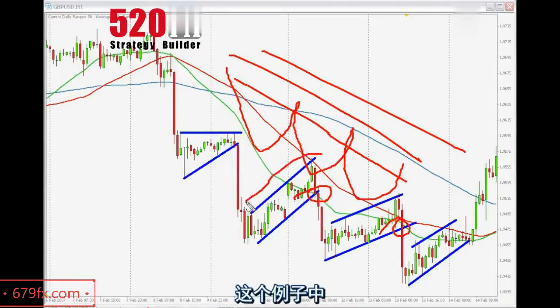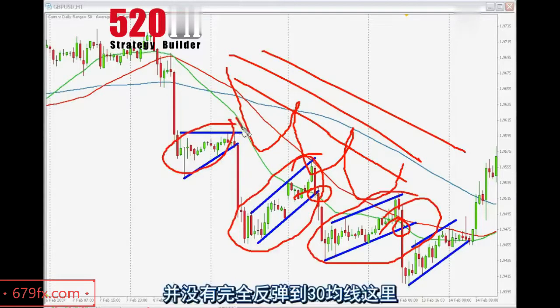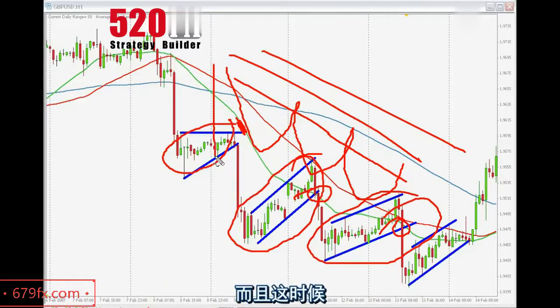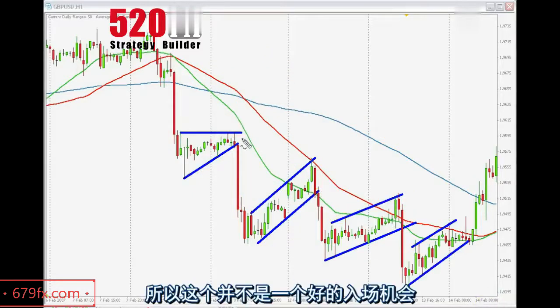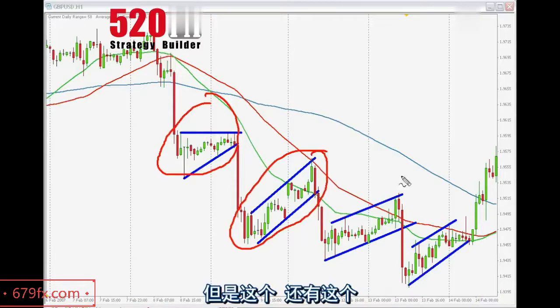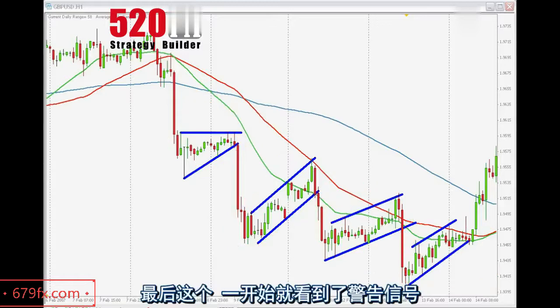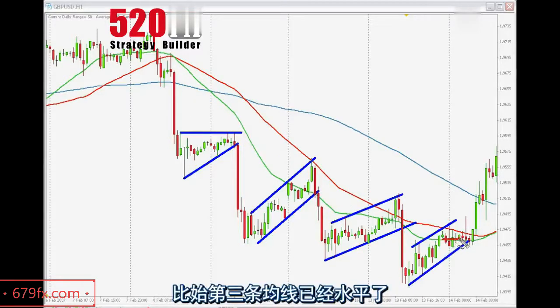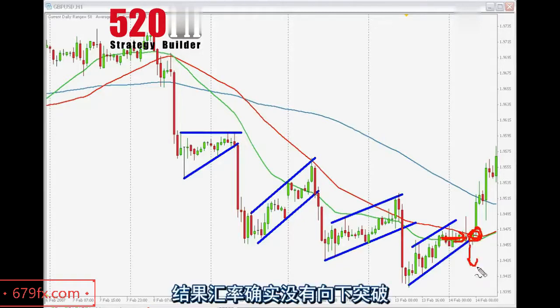In this case, 2 of them were very tradable indeed. This one didn't quite retrace all the way to the 30 moving average, and at this time we didn't have all the moving averages on our side, so I wouldn't consider this a tradable setup. But this one and this one certainly were. This one, finally, we had some early warnings, such as the 30 simple moving average already flat, already tightening in very closely to the 50, and price certainly didn't break to the downside.